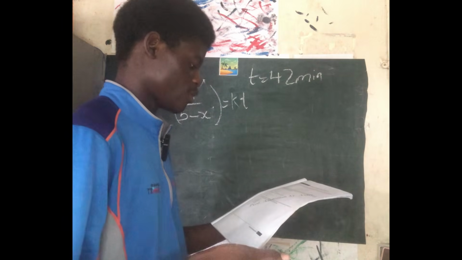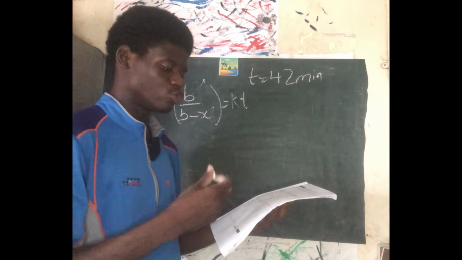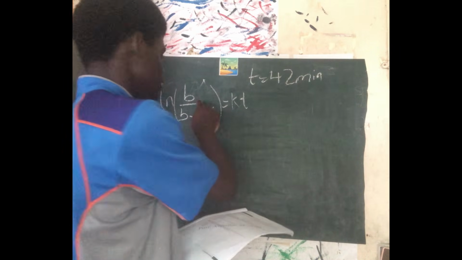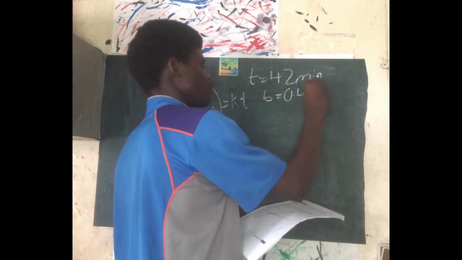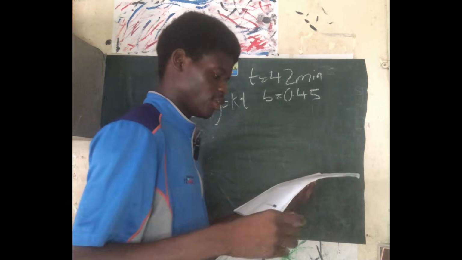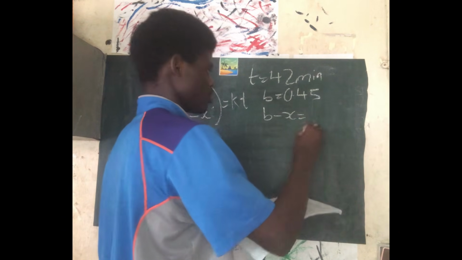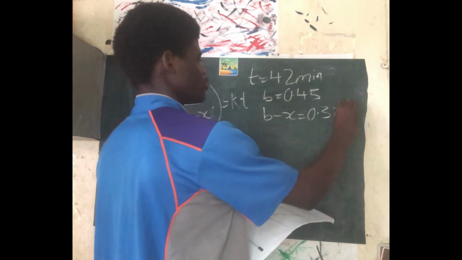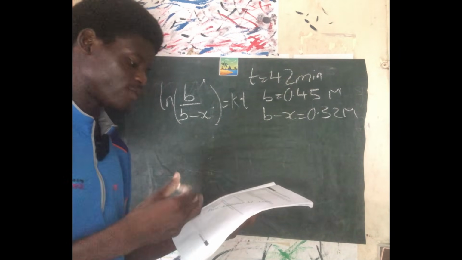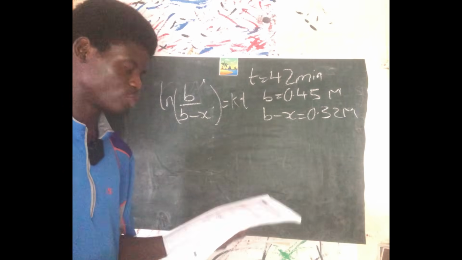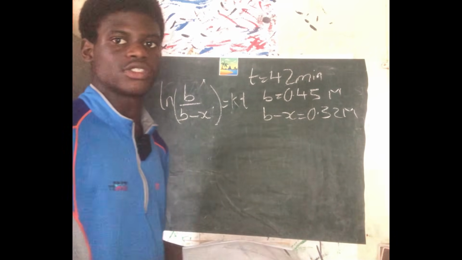So the time is 42 minutes for the reactant in a first order reaction to drop from 0.45, that means the initial concentration is 0.45. Since it's dropping from 0.45, it drops to the final concentration, B minus X, which is 0.32 molar. They ask how long it will take for the reaction to be 90% complete. Before we answer, we need to find the value of the rate constant. Then we solve for the second scenario.